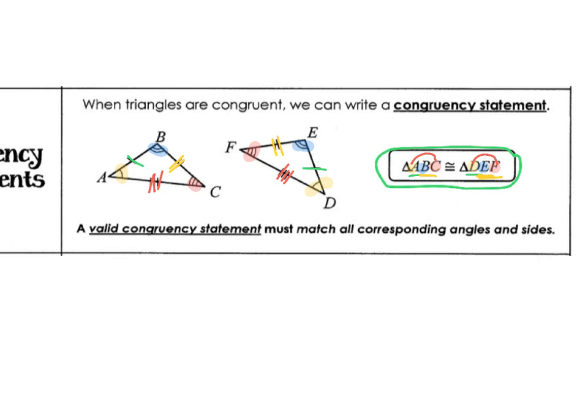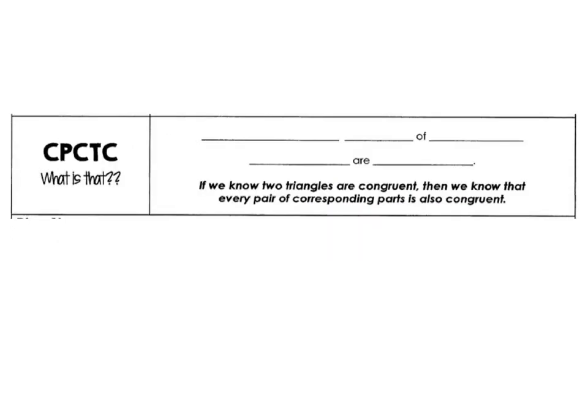So your congruency statement has to match all corresponding angles and sides, all right? So the first letter and the first letter, those are the angles that are corresponding. The second letter and the second letter, those are the angles that are corresponding. Third and third. Then first two, last two, first and third. All right, that is how we write a valid congruency statement. If you have any questions on that, call me over so I can help you. Otherwise, let's move on.